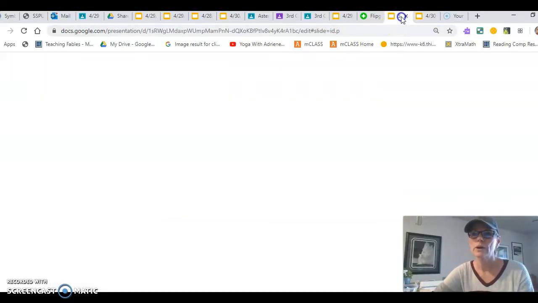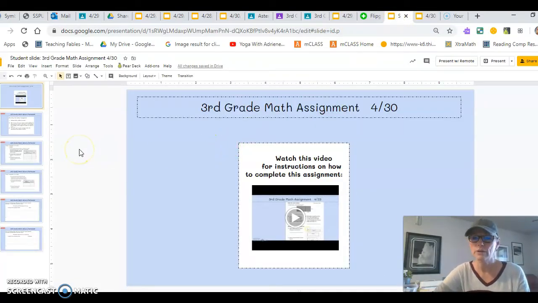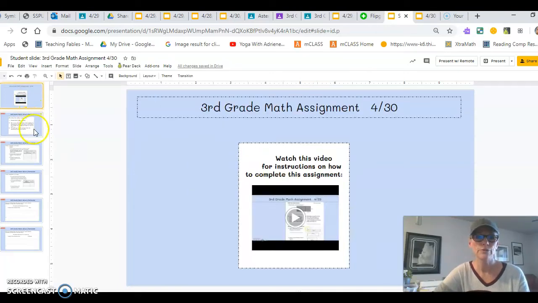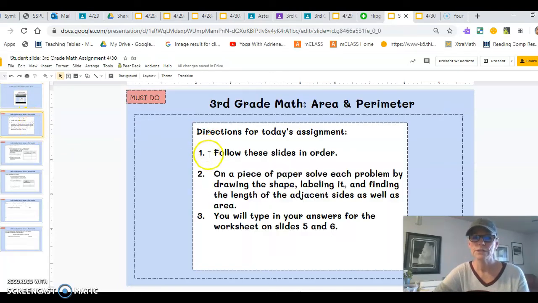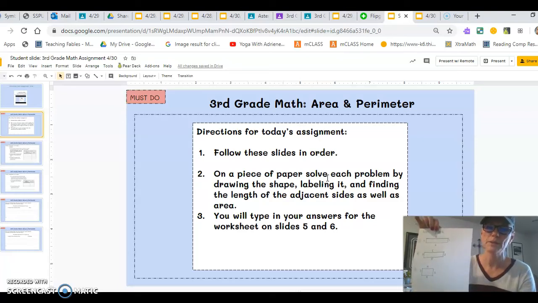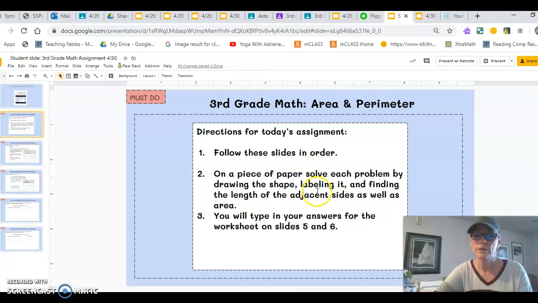So this is what your assignment looks like when you go to Google Classroom. This is the video again in case you needed to replay it. Here's your directions for today. Follow these slides in order. On a piece of paper, solve each problem. Draw the shape, label it. Find the length of the adjacent sides as well as the area. We need both. You will type in your answers on the worksheet on slides 5 and 6.